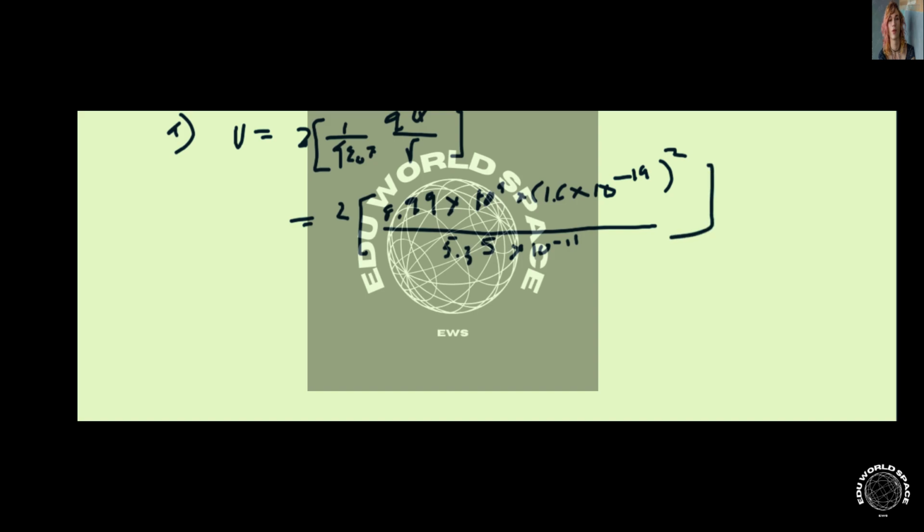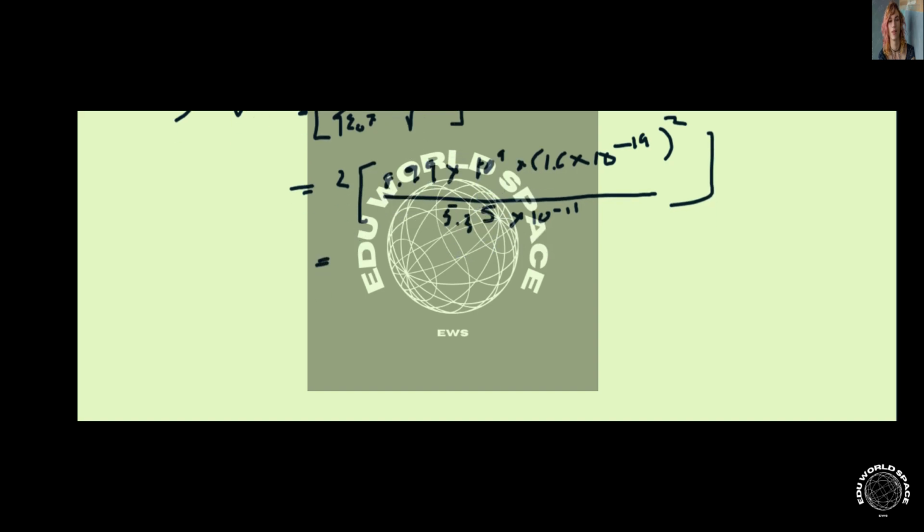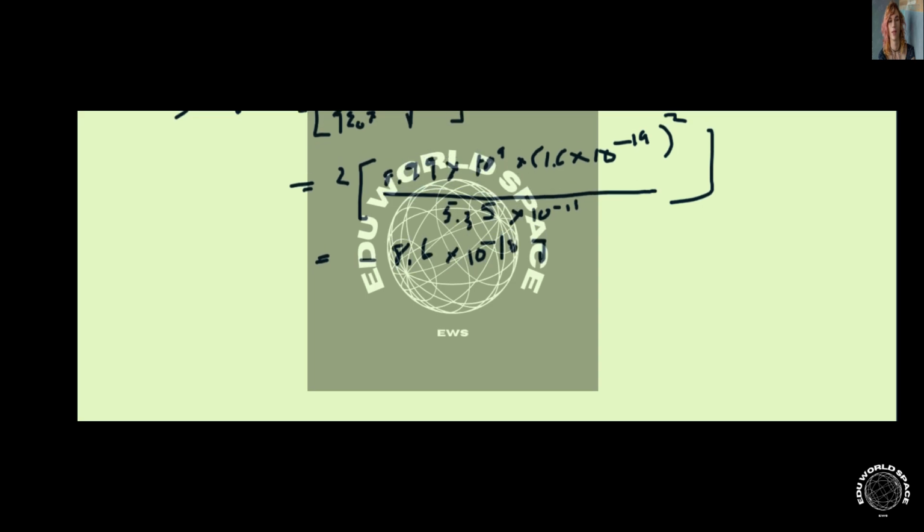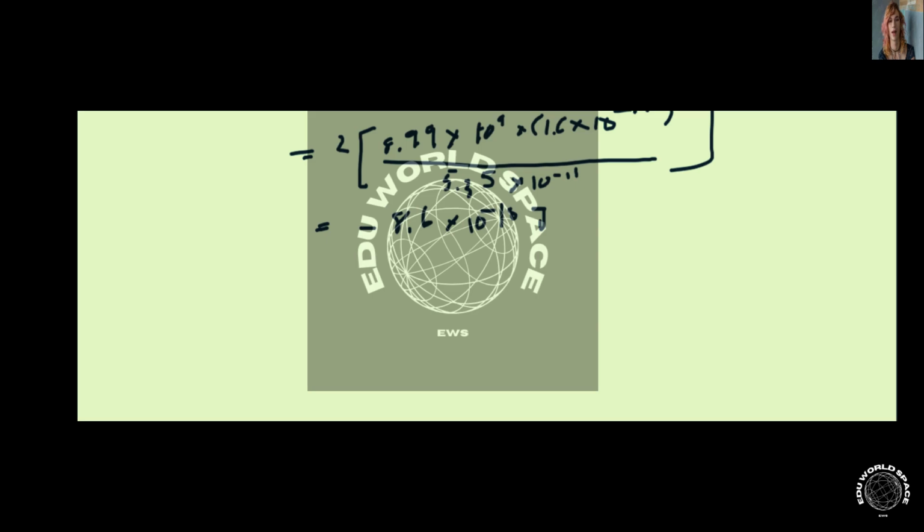Now if you compute this in the calculator, we're going to get that the potential is equal to negative 8.6 times 10 to the negative 18 joules. And that's the answer to part A. Now moving on to part B.